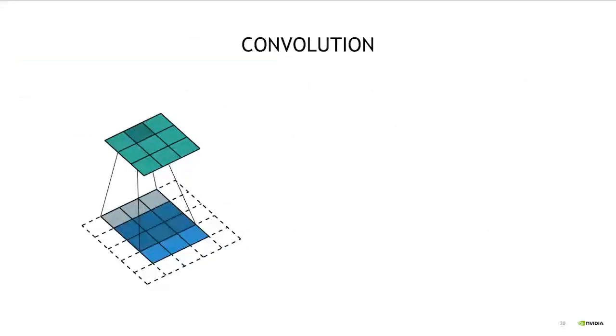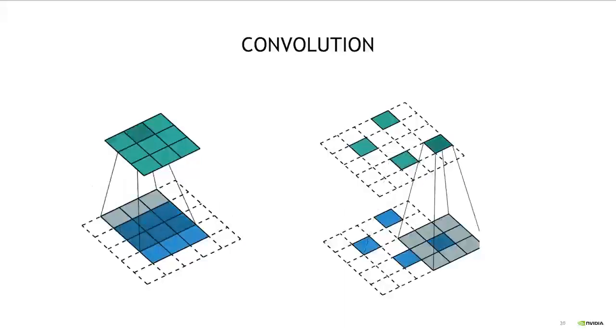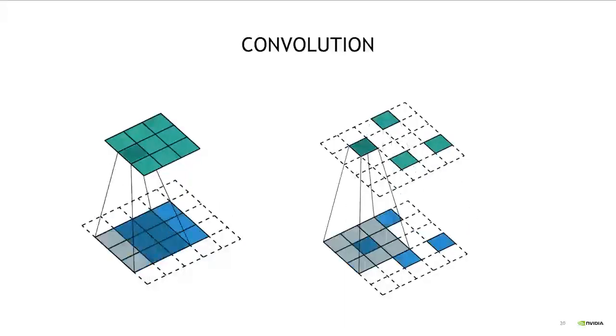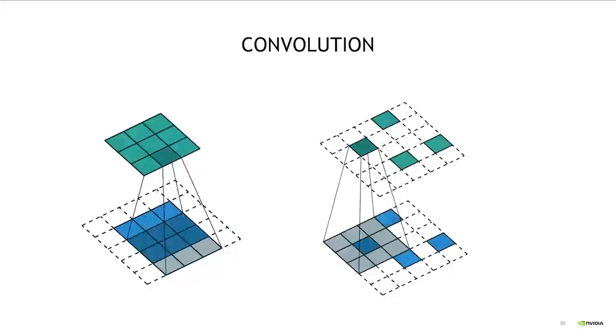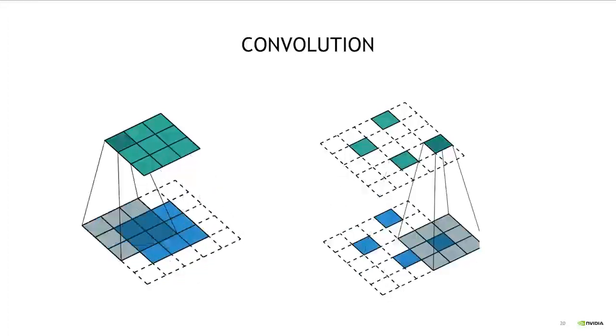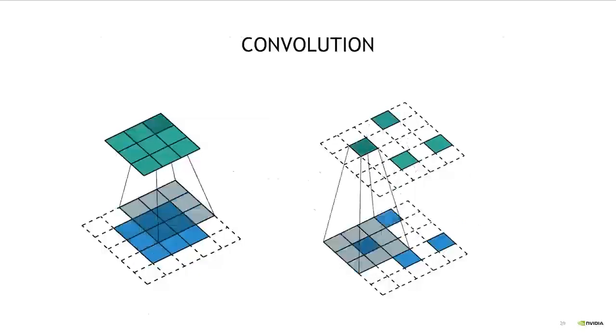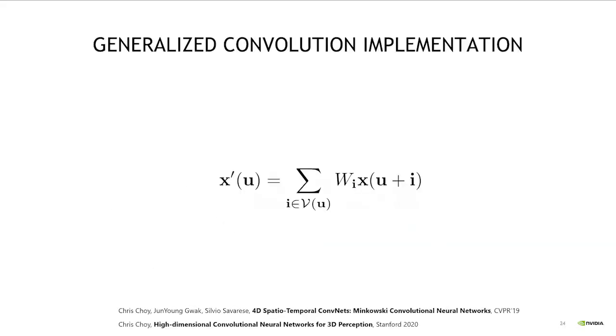This is a simple visualization of a dense convolution. First, it takes a small section of the input and computes a weighted sum. Similarly, on a sparse tensor, these operations are applied only for non-zero values, but essentially the convolution operator is the same. Let's discuss how we can implement this convolution.